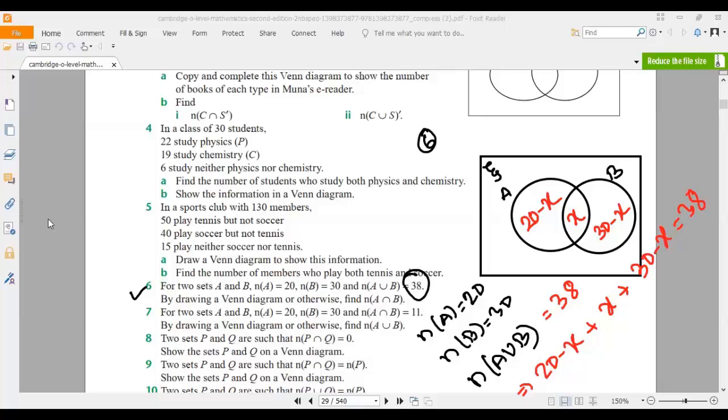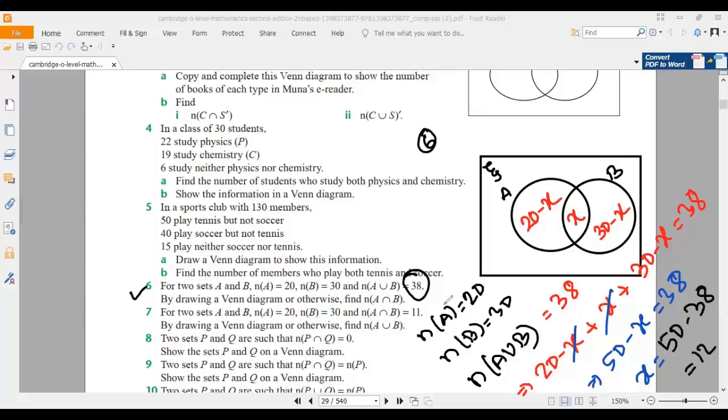Now we need to calculate and then we can find out the answer. X and X we can cut. 20 plus 30, that will be 50. So 50 minus X equal to 38. Then X will be 50 minus 38. So 50 minus 38 will be 12. Okay, and that is the answer of question number 6.